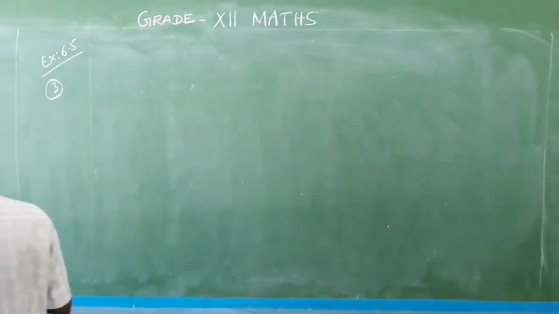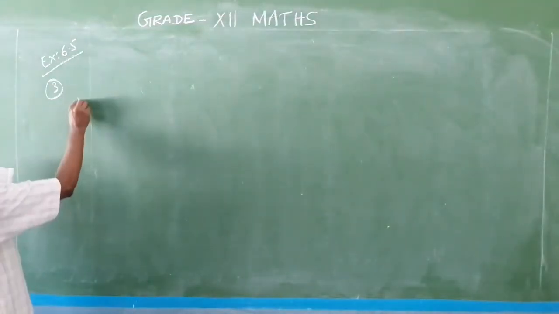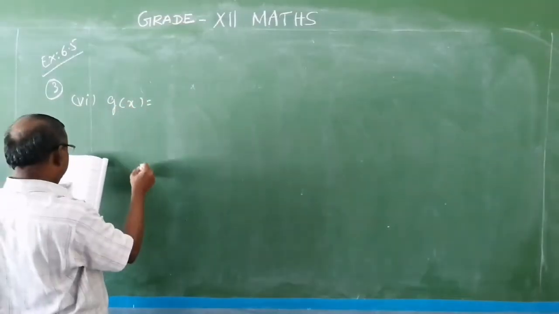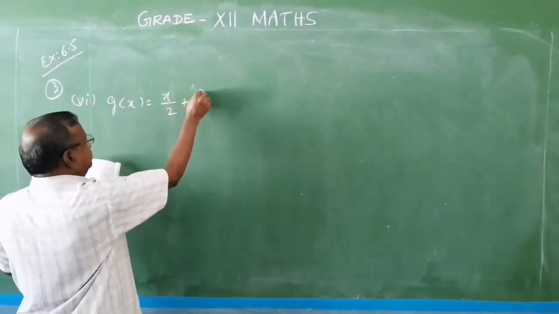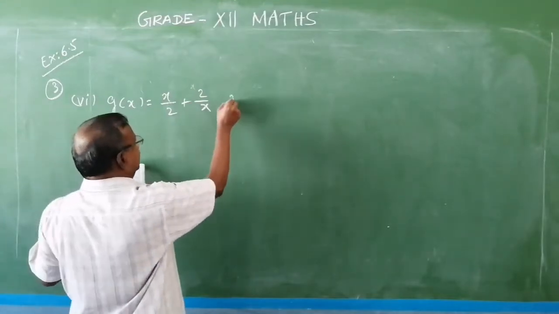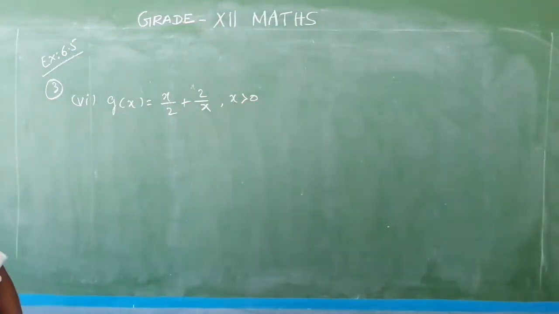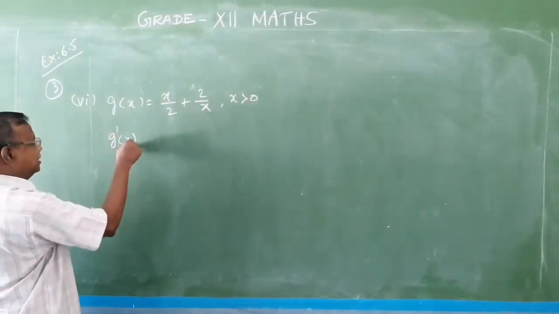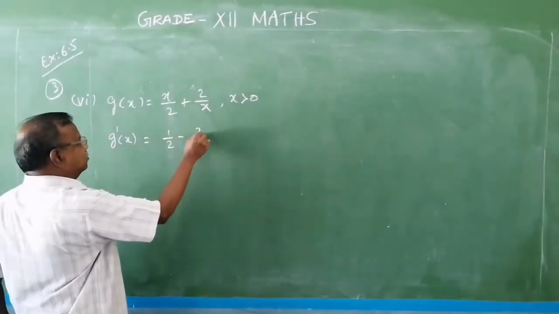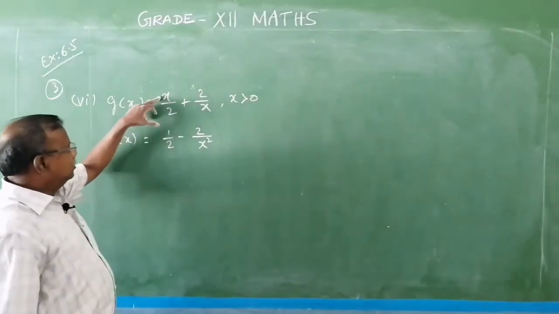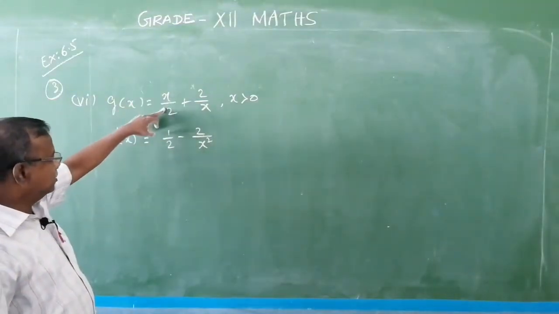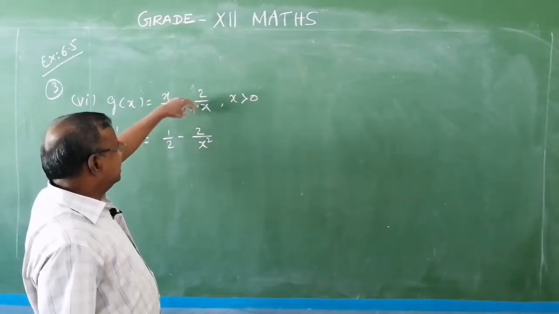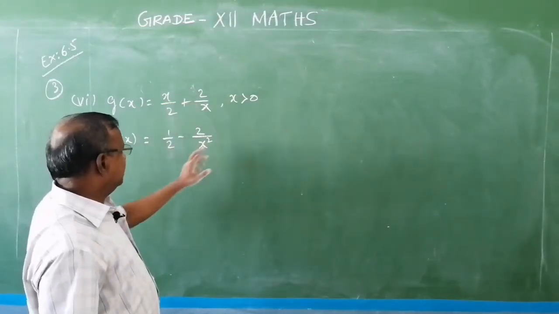Now, the sixth one: g of x equals x by 2 plus 2 by x, such that x is greater than 0. x is a positive quantity. Now differentiate first. We have 1 by 2 minus 2 by x square. That means differentiating x is 1, the denominator constant comes as it is, and the numerator constant also comes as it is. Differentiating 1 by x becomes minus 1 by x square.